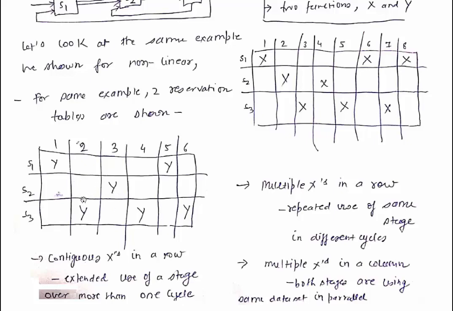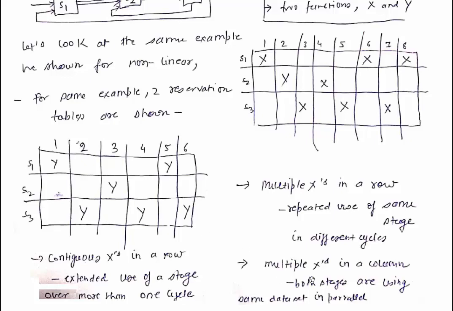So let's say you put Y here also. That means at the second time step S2 is an extended stage which is going beyond one time step. Now if you have contiguous X's in a row, that means it is an extended use of a stage which goes over more than one clock cycle. If you have multiple crosses in the same row, that means that stage would be repeated in different cycles. So here stage S3 is getting repeated at time step 2, time step 4, time step 6. So that is your repeated use of the same stage.